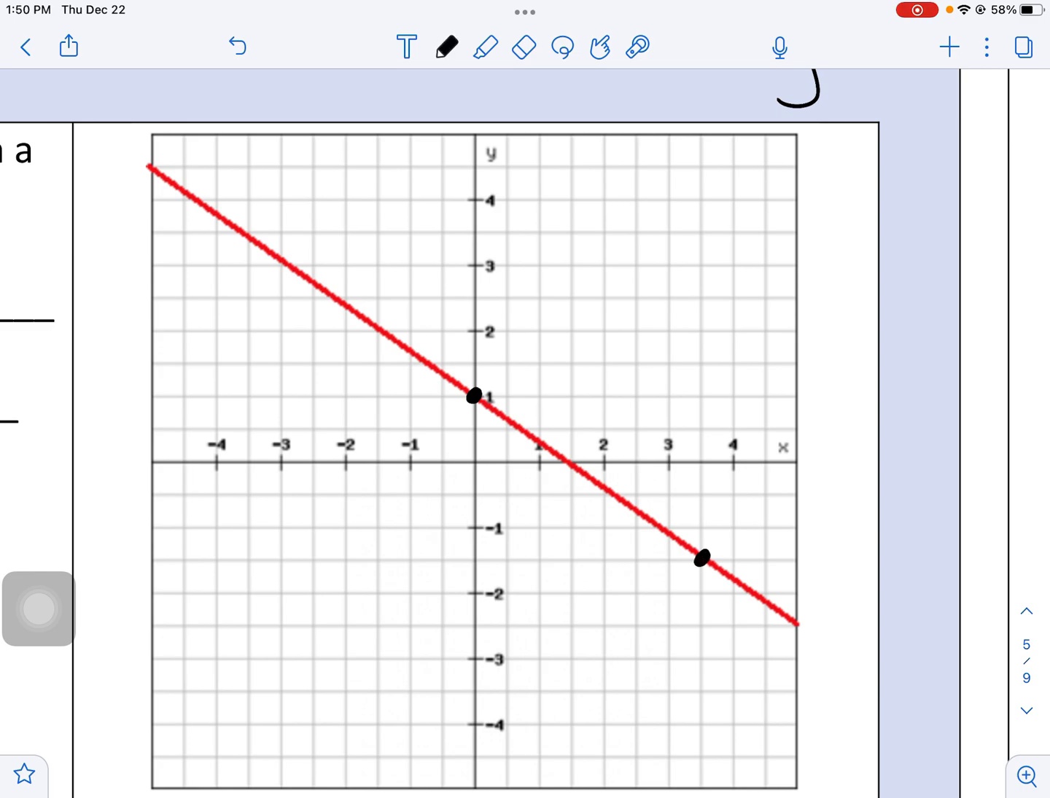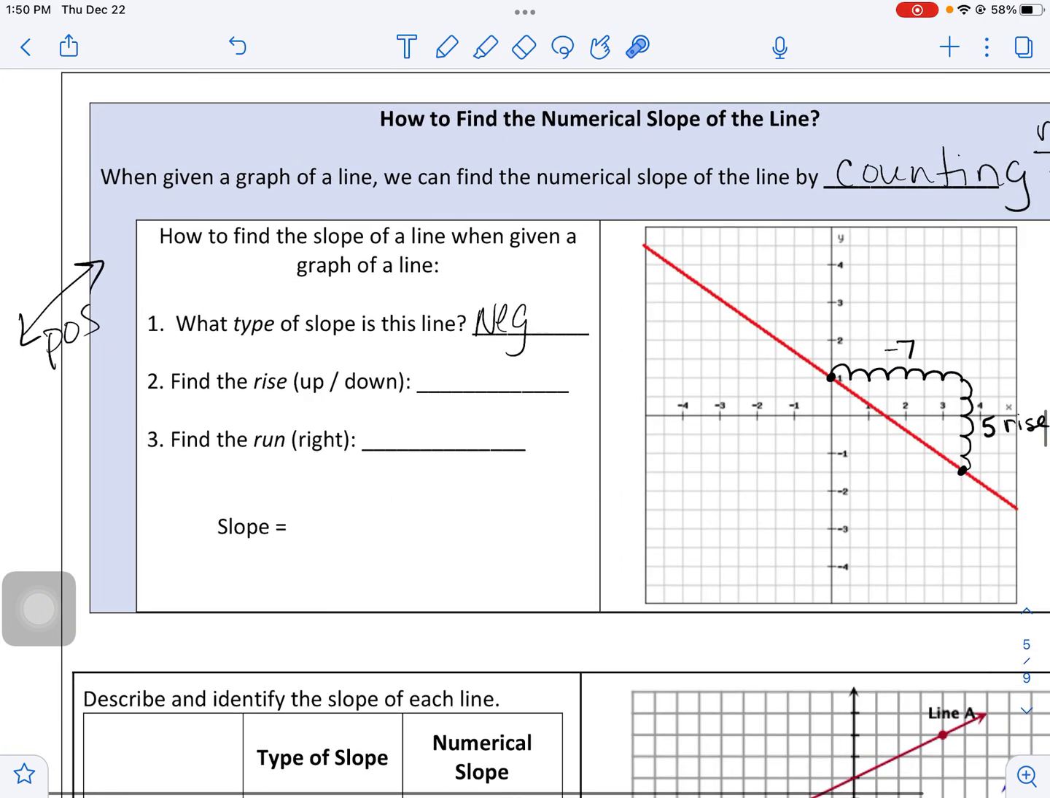And now we're going to count. 1, 2, 3, 4, 5. This is my rise because I went up. Now I'm going to run. 1, 2, 3, 4, 5, 6, 7. But because I went left, I went negative. Anytime I go left, it's negative, and down, it's negative. So because I went up, it's a positive, but then I went left, it's negative. So coming back over here, the rise was 5. The run, it's right or left, and that was negative 7.